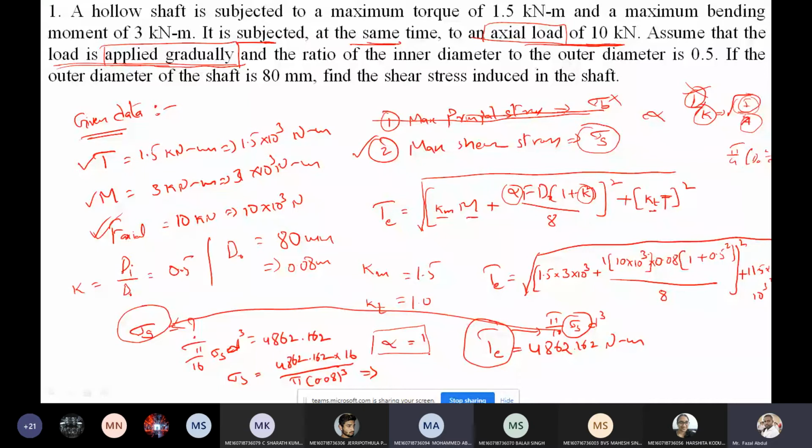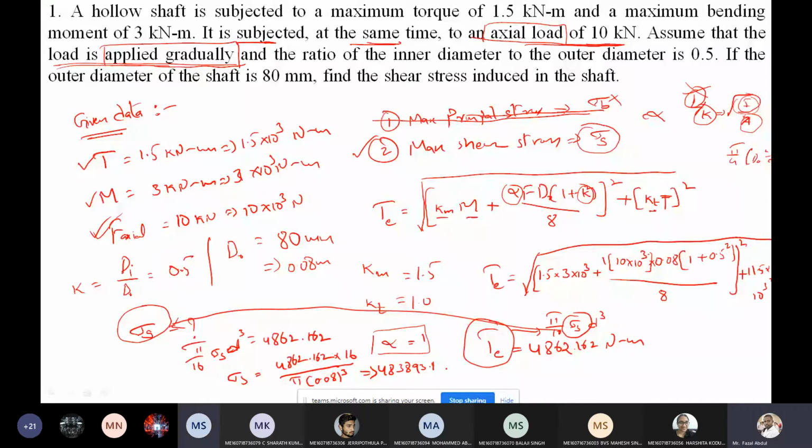48389351.1. Sir, 48389351.1. Wait. Please tell me again. Repeat again, Babu. 48389351.1. So what are the units? It should not be like this, Babu.